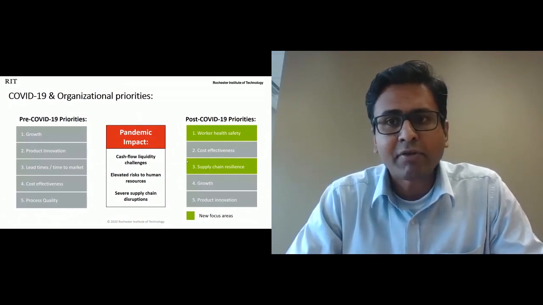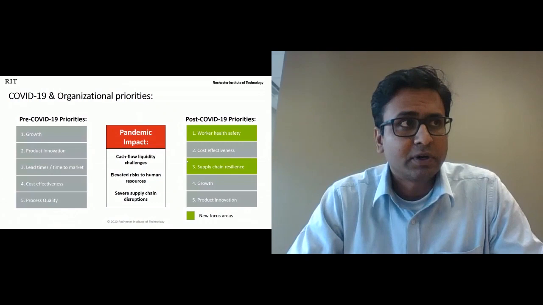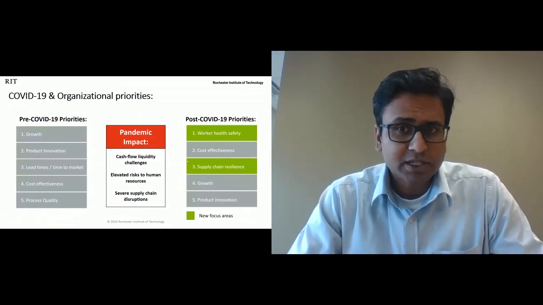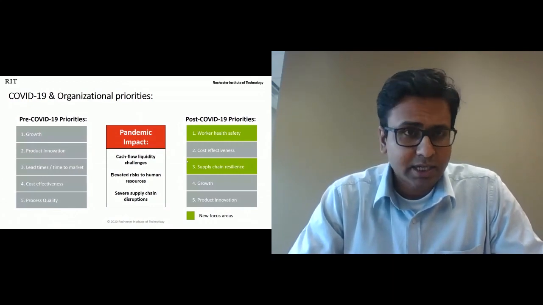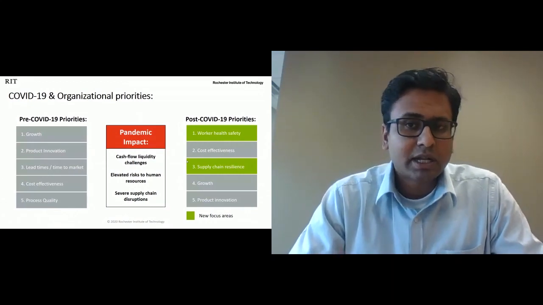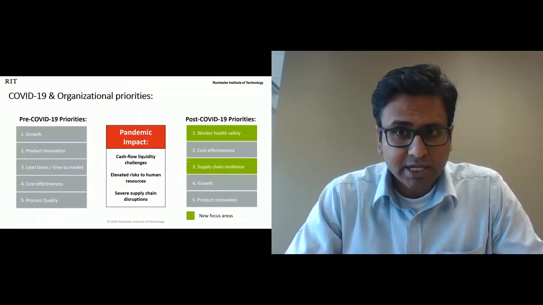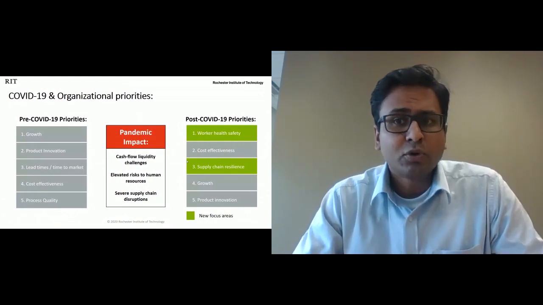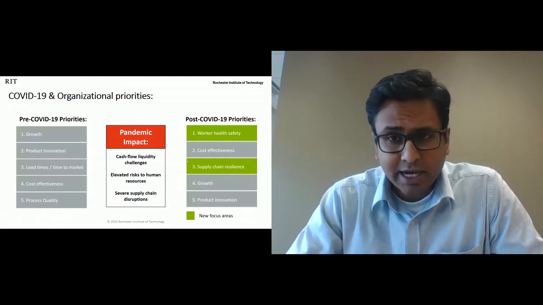So now we have worker health safety as a new concern. We have cost effectiveness going up much further ahead because cash flow is important. Supply chain resilience wasn't a focus for us, but it is now. Growth and product innovation are still important, but I would argue that the other three take higher precedence. The good news is that Industry 4.0 is applicable as much, if not more, in the post-COVID-19 priority list going forward. Next slide, please, Ben.